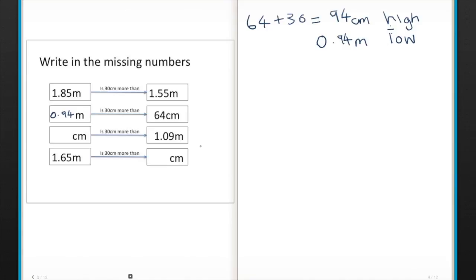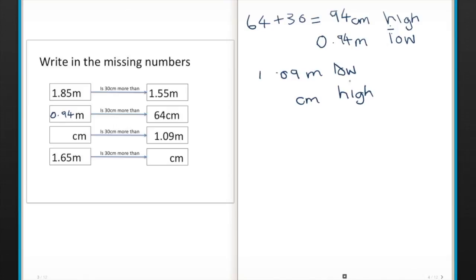Next one, some centimetres is 30 centimetres more than 1.09 metres. Well, I'm starting with 1.09 metres, and before I do anything else, I'm going to change it into centimetres. Are we starting with the big thing or the small? We're starting with the big thing with the low voice, so it's a low number.